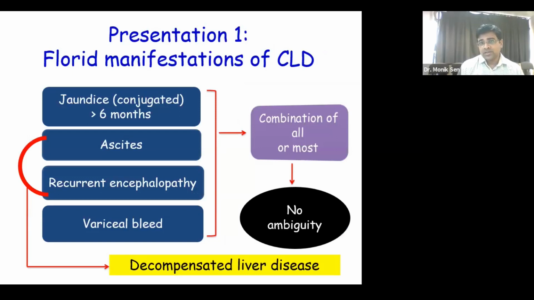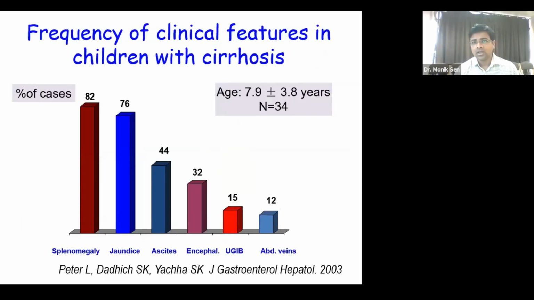If you look at the first presentation, which is the florid manifestation, this is usually a long duration of jaundice, maybe more than 6 months, ascites, recurrent encephalopathy, variceal bleed, a combination of all or most of them. There is no ambiguity. This is a decompensated liver disease. And when you look at series that have looked at clinical features of children with cirrhosis, you've seen that most of the children usually present by the age of 8 years, and most have, at the time of presentation, splenomegaly, and jaundice in more than three-fourths of the cirrhotics. 50% may have ascites, 30% have encephalopathy.